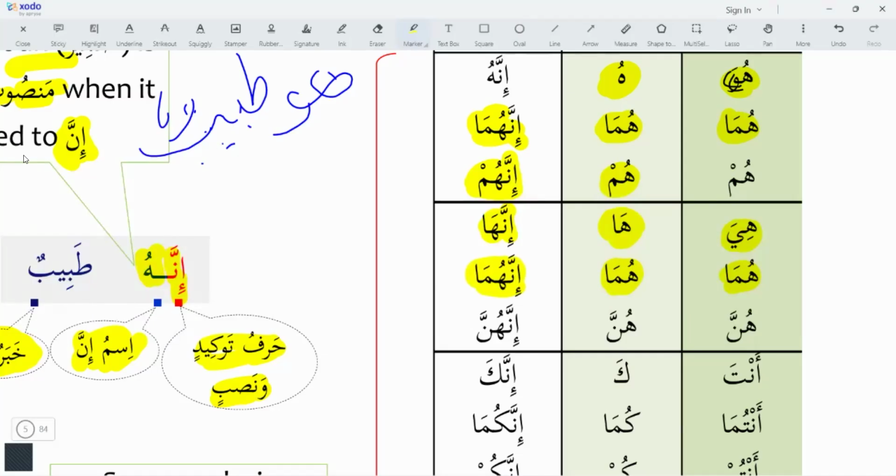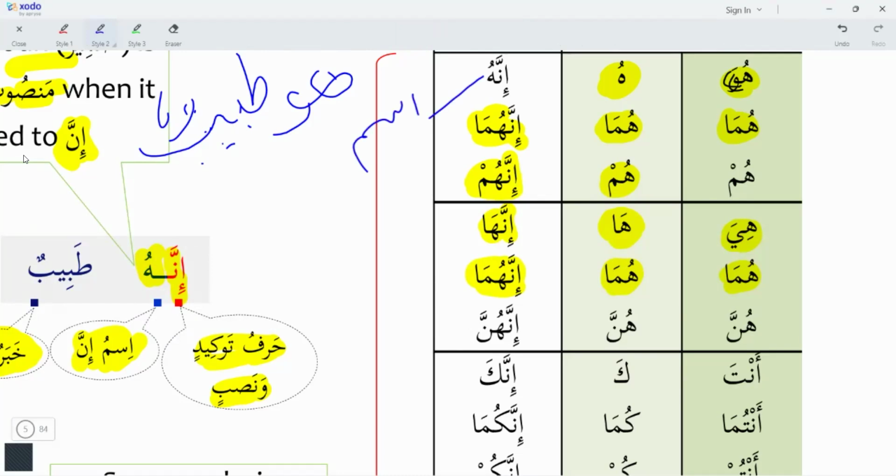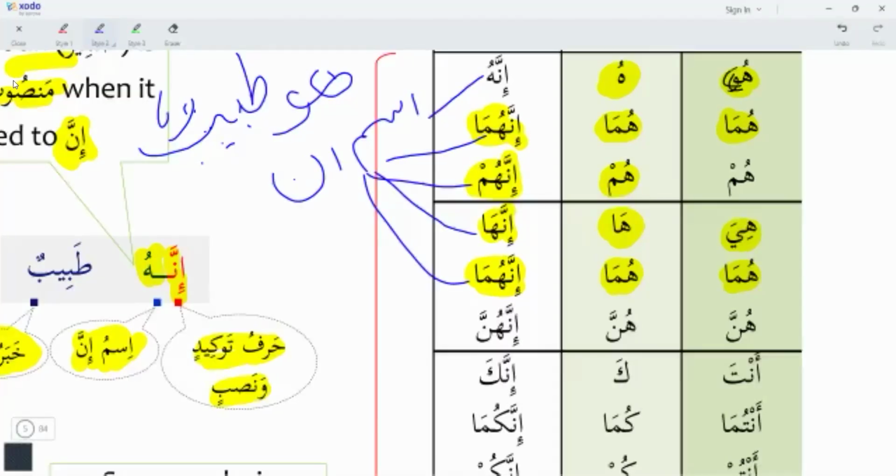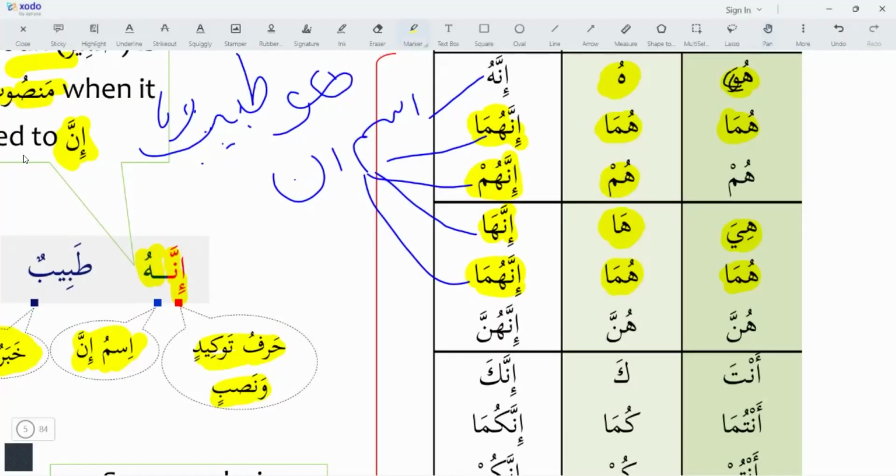So they are all ismu inna. Who is ismu inna? Huma is ismu inna. Hum is ismu inna. Ha is ismu inna. Huma is ismu inna. They all are ismu inna. Hunna, third person feminine plural. Its attached pronoun is hunna. So it becomes innahunna.